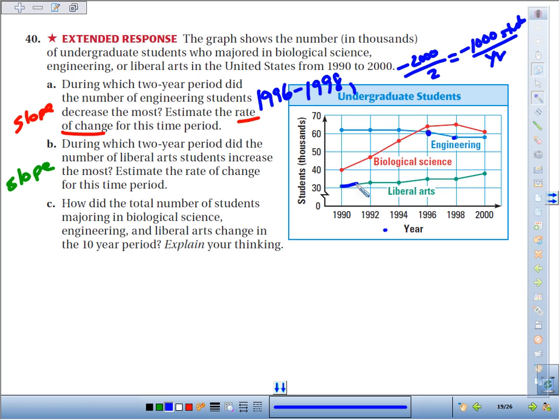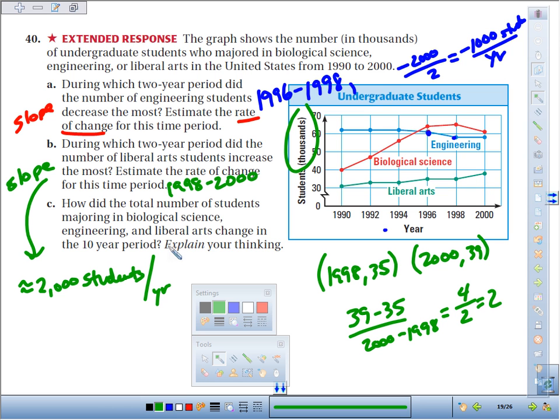per year. Part C, how did the total number of students majoring in biological science, engineering, and liberal arts change in the 10-year period? Explain your thinking. Well, it really varies from subject to subject. The number of liberal arts students went up a little bit, roughly stayed the same, and kind of gradually grew over the course of that decade.